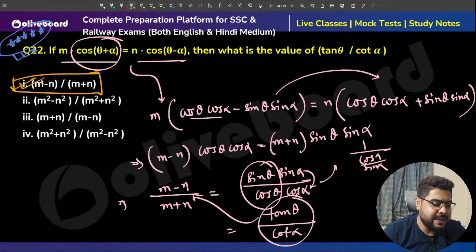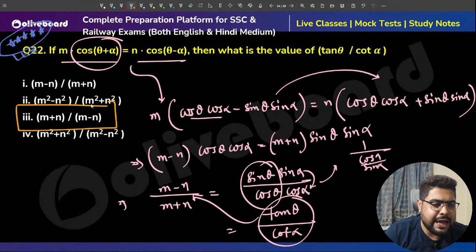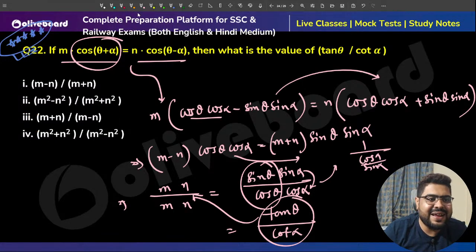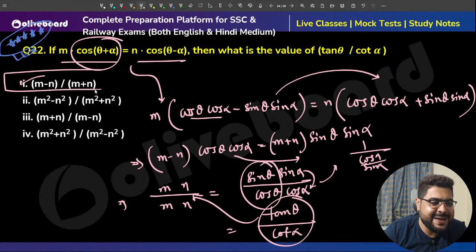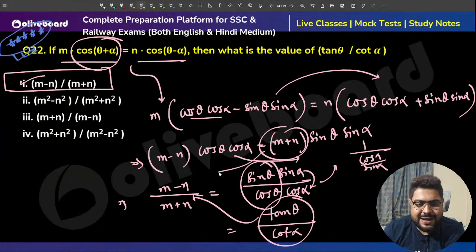Option number 1. I don't think so. 1 second. Sorry, is it option number 3? I have made this plus, this minus. This is plus because I have taken this to this side. 1 sec. Arey, no. I had done it correctly. Sahil, you got me confused, brother. This is minus, this is plus. This will come this side, no? Yes, first option.